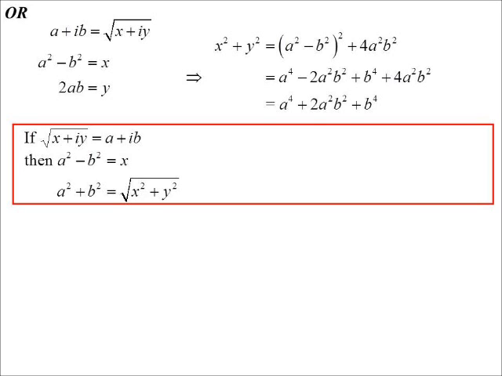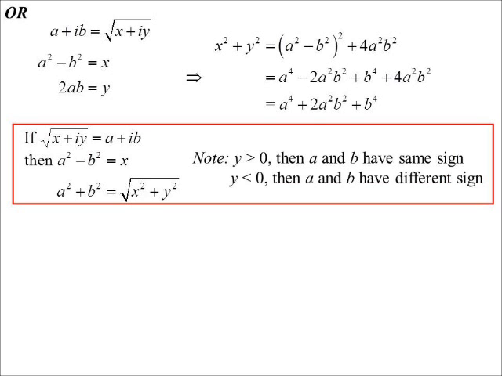Now, how do you know whether the signs are the same or different? Well, it turns out if the imaginary part is positive, then a and b will have the same sign. And if the imaginary part is negative, a and b will have a different sign.